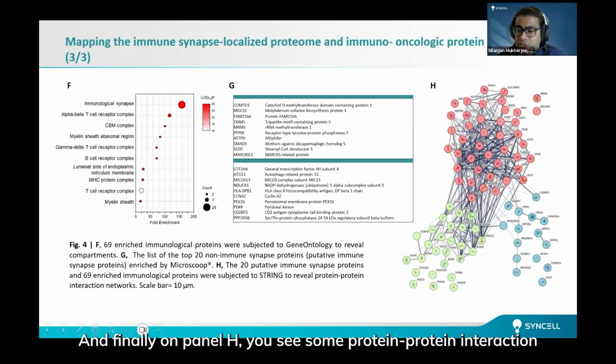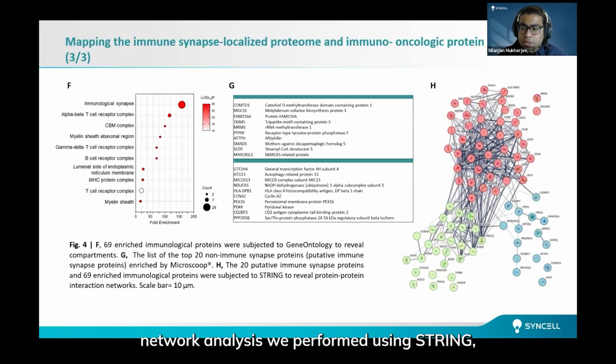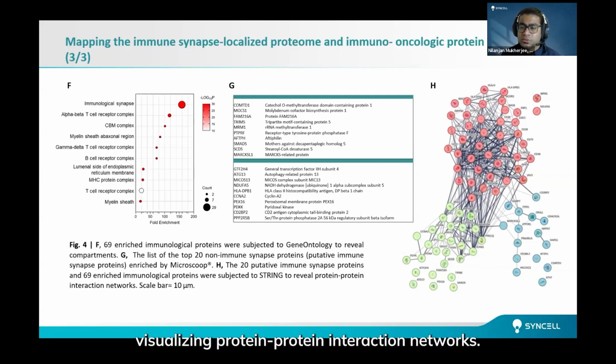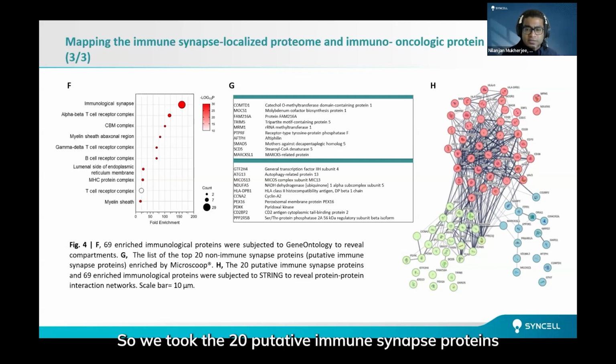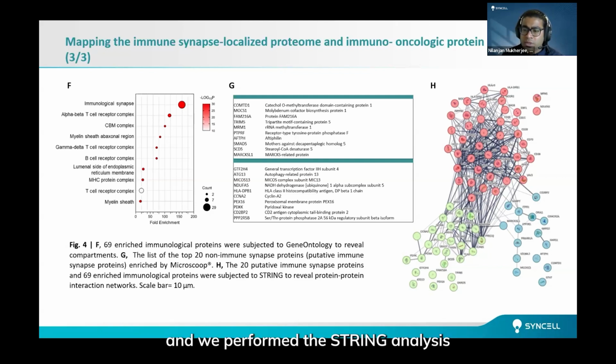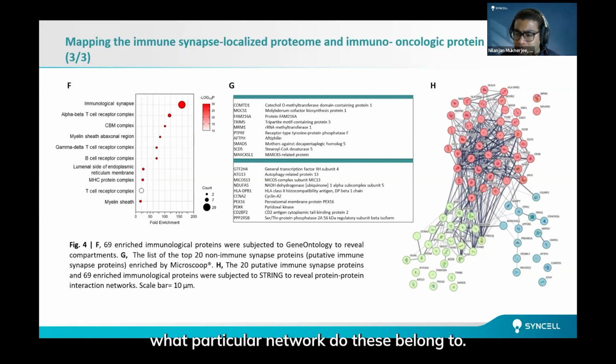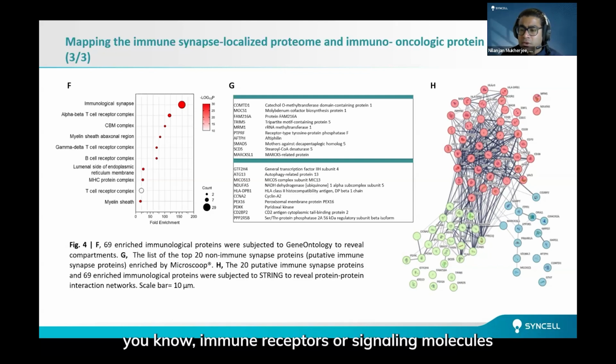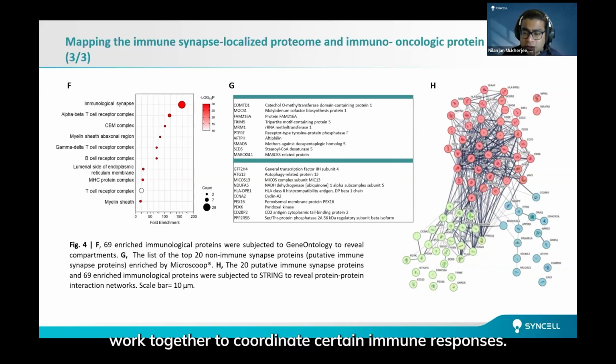And finally, on panel H, you see some protein-protein interaction network analysis we performed using STRING, which is a widely used tool for visualizing protein-protein interaction networks. So we took the 20 putative immune synapse proteins along with the 69 enriched immunological proteins, and we performed the STRING analysis to help us understand what particular network these belong to. So we clearly saw that these interactions provide insight into how these immune receptors or signaling molecules or cytoskeletal proteins work together to coordinate certain immune responses.